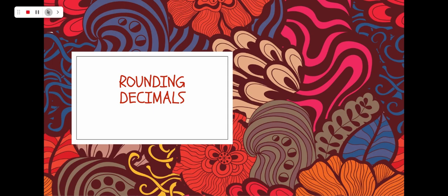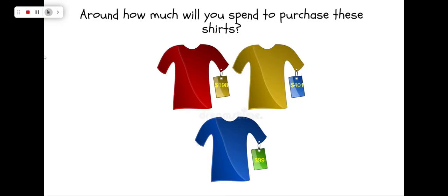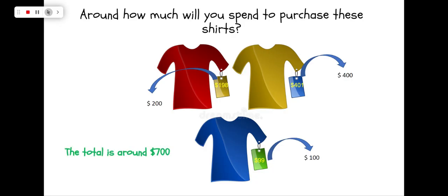So today's lesson is going to be all about rounding decimals. Around how much would you spend to purchase these shirts? $198 plus $401 plus $99 might be a little difficult to add. But if you turn 198 into 200, 401 into 400, and $99 into $100, you can quickly figure out that the total is around $700.